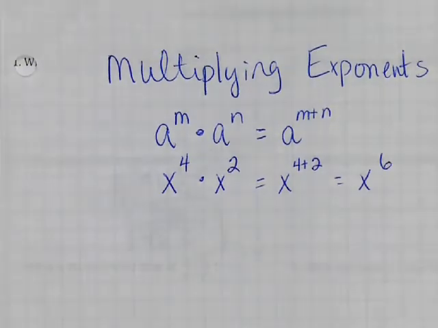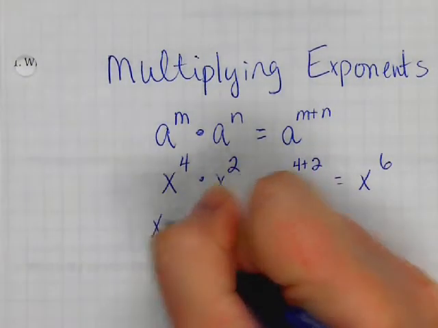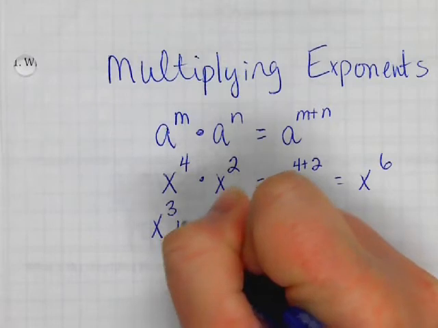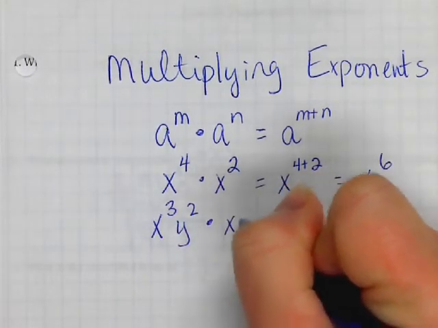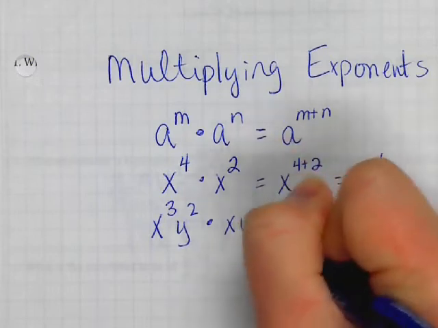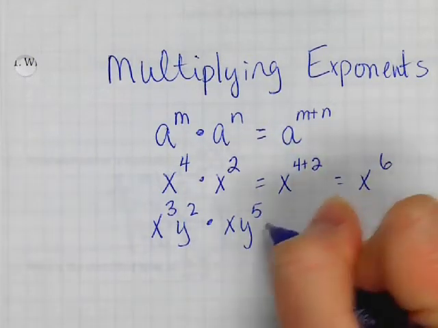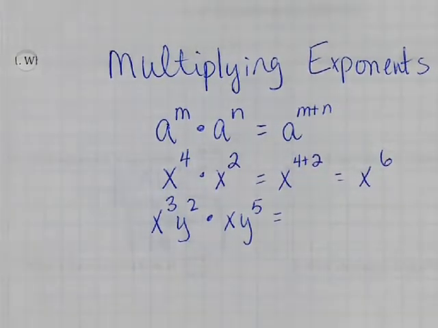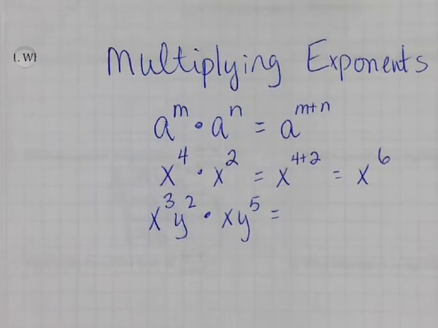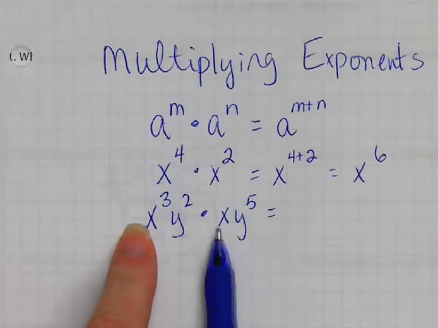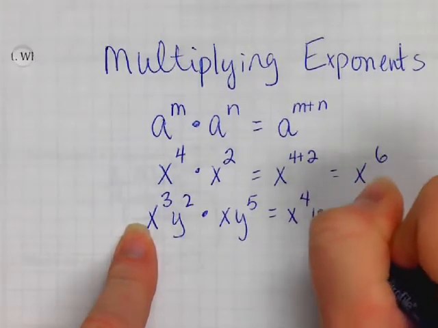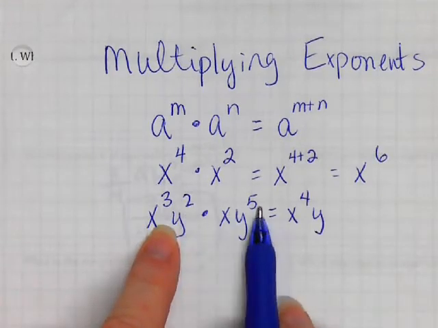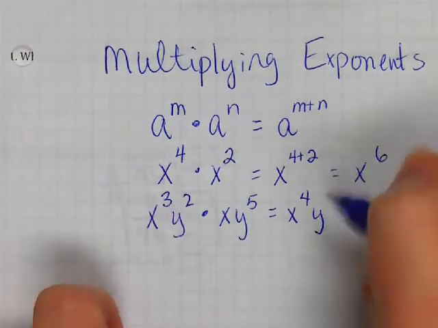So when I have something like x to the third, y squared times x y to the 5th, I can put together other things. They don't have to match. That's only when they add and subtract. So x to the 3 plus 1, which is going to be x to the 4th, and then y to the 2 plus 5, because those are my exponents, will be y to the 7th.